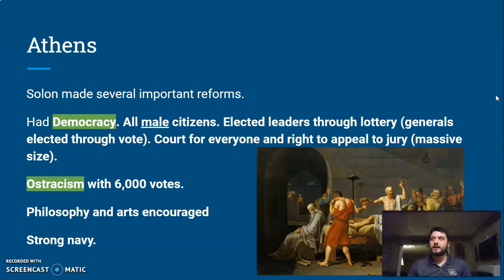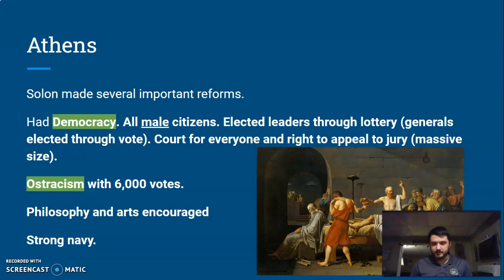Its leader that helped create democracy and a lot of these reforms that we know, his name's Solon. He helped standardize the currency, made it all the same weight, so some currency wasn't worth more than others. He tried to make everything equal, and he also set the foundations for democracy.